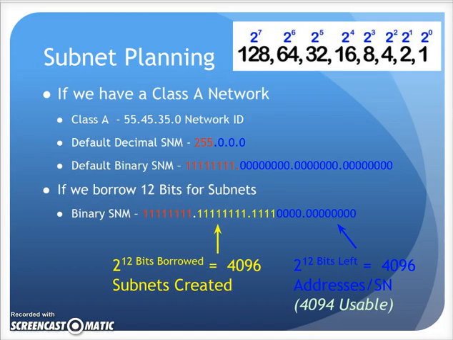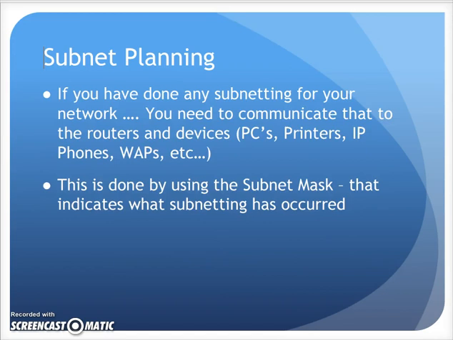So, with all that planning, that gives me a quick ballpark, almost like a little barometer of what am I going to get. Once I know that, I figure out how many bits I'm going to borrow, then I can go to town and make it happen. So the next thing I tell you here is, okay, if I do this, I do need to communicate with the nodes on my network, with my routers, with my devices, with my subnet mask. I have to let my subnet mask know what I'm doing.